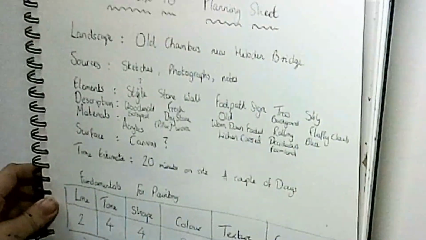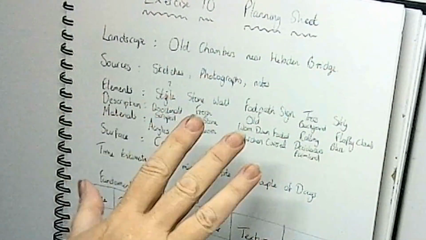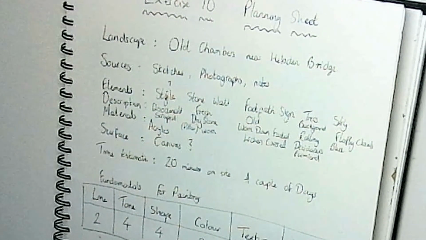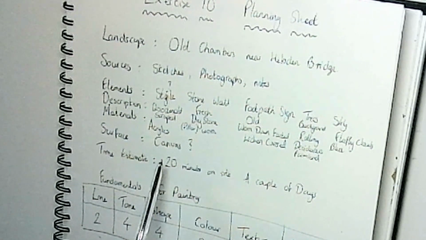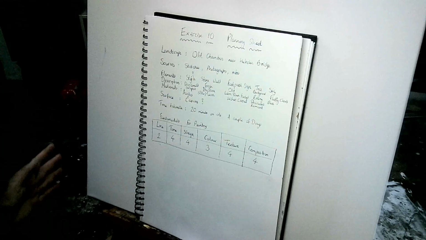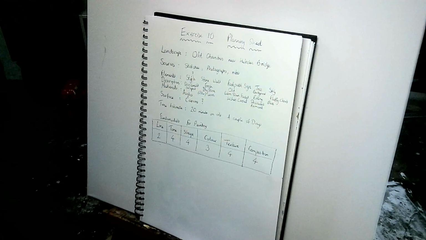Hi there, I'm back in the studio and we've got a sketchbook. I'll just quickly show you the planning sheet again. First thing was I was wondering how to spell stile. I'll sort that out. Surface, canvas, this is the size canvas I've decided on in the end. It's about 61 by 51 centimetres.